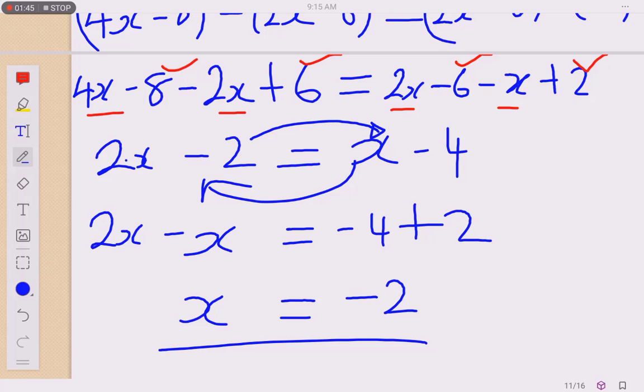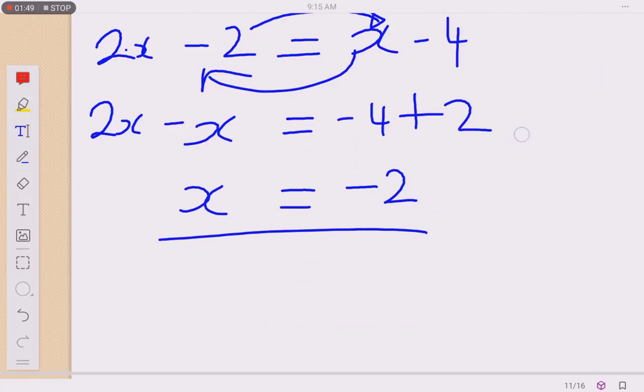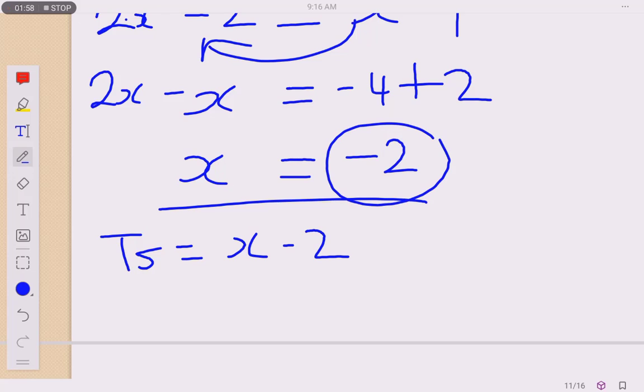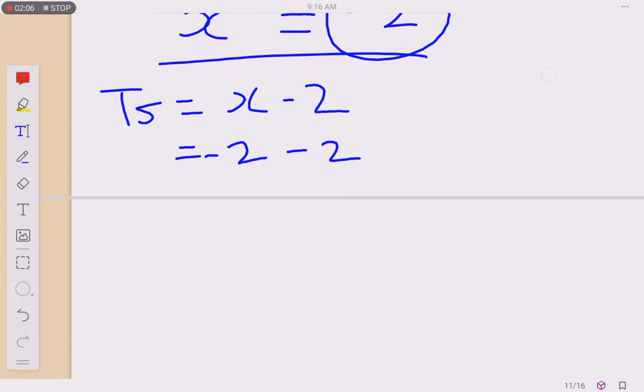Okay, so our T5 was equal to x minus 2. Substituting our x, we have minus 2 minus 2. We get our T5 is minus 4. So T5 is now equal to minus 4.